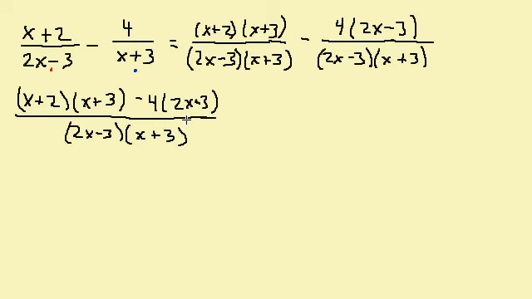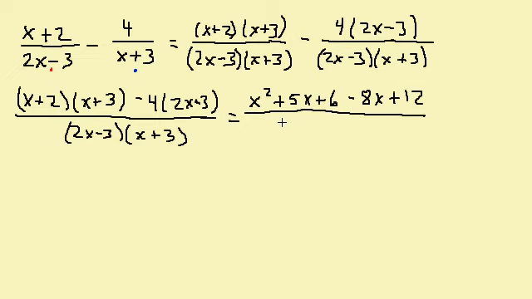Now I need to simplify the numerator, so I'm going to FOIL this out, the x plus 2 and the x plus 3, and I'm going to distribute this minus 4. So I FOIL this out. That gives me x squared plus 5x plus 6 minus 8x plus 12. And that's all over the common denominator 2x minus 3 times x plus 3.